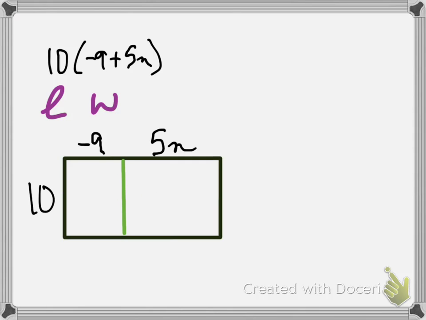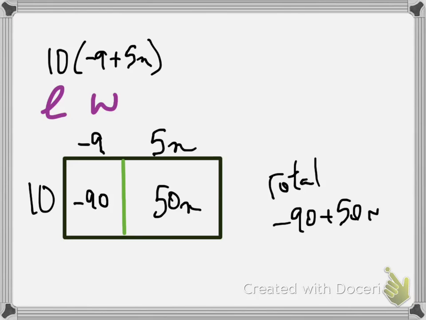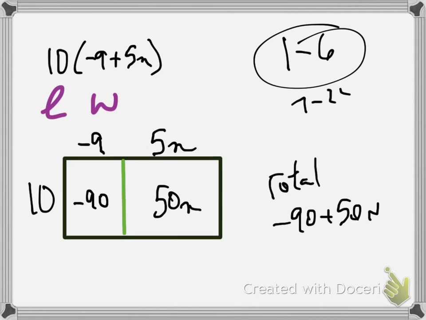Now, this would be a model. And now, to find the answer, I just multiply. How big is just this rectangle? That's negative 90. And how big is just this rectangle? 50n. So obviously the total area would be those two together, and that would be the answer, negative 90 plus 50n. That's what I'm looking for on 1 through 6. On 7 through 24, you do not have to draw rectangles. You can just do the regular old distributive property and show your work.